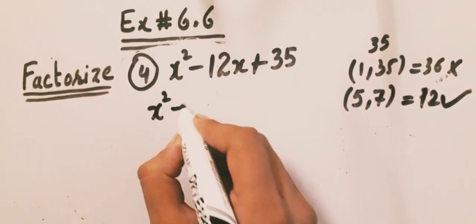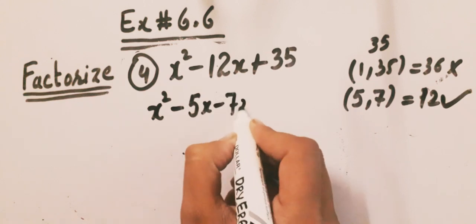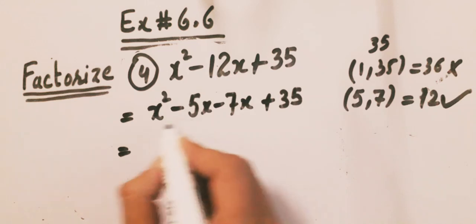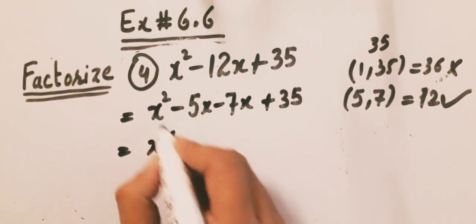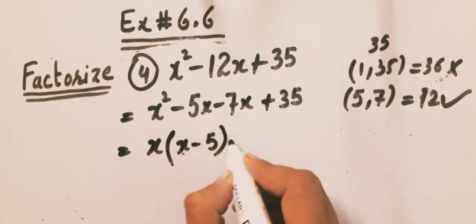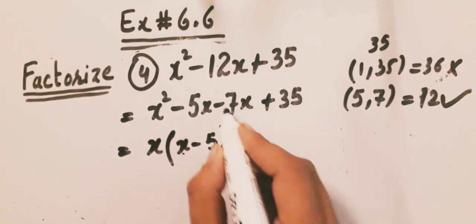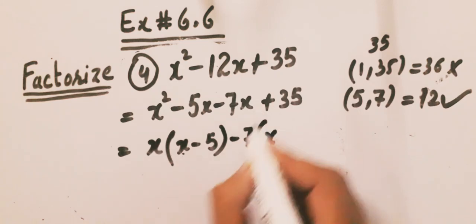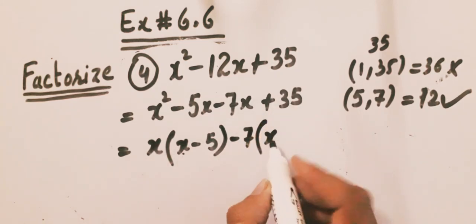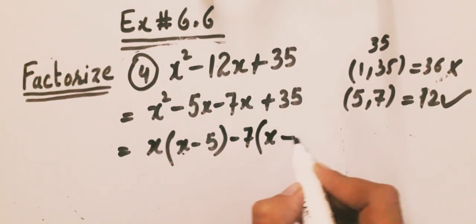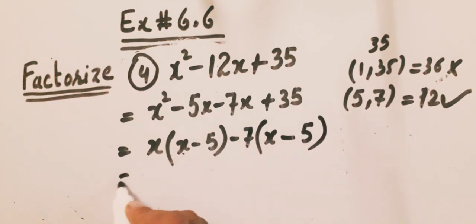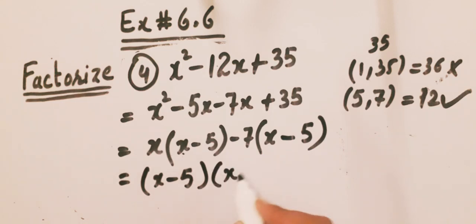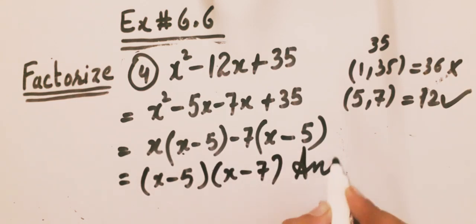x square minus 5x minus 7x plus 35. So when you take x as common, remaining term is x minus 5, and minus 7x plus 35 you will take minus 7 as common, remaining is x. When you take minus as common, inside the bracket signs will be changed, so x minus 5. Now you will take x minus 5 as common and remaining is x minus 7. So this is the answer.